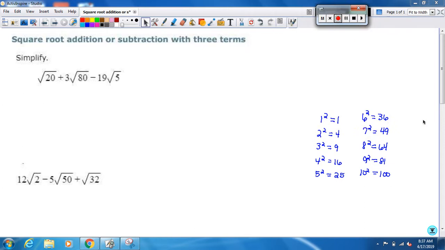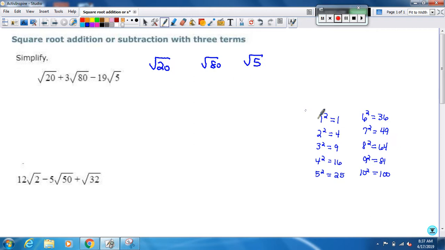Square root addition or subtraction with 3 terms. I need to take each term and simplify the radical first. So I've got the square root of 20, the square root of 80, and the square root of 5.